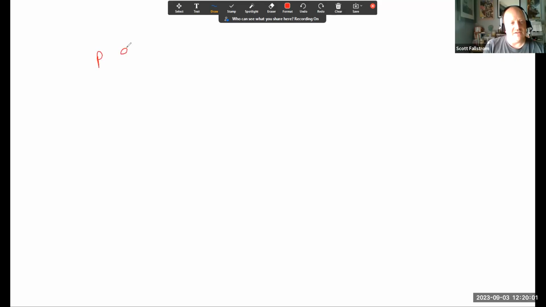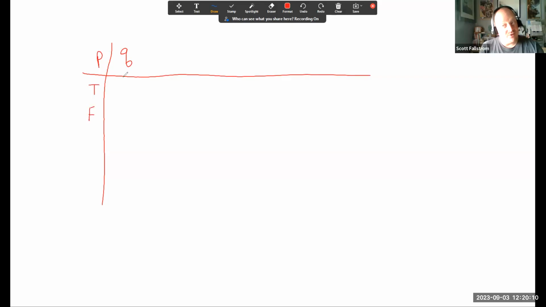So if we have statement P and statement Q, ooh, good straight line there. Okay. Remember, statement P could be true or false, but so could statement Q. So what we do is we tend to write two true statements down for Q in a row because P could be true or false when Q is true, or P could be true or false, and then Q could be false. Okay, so what we've done is we've listed every possibility.